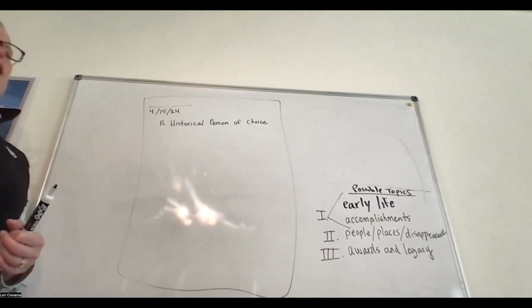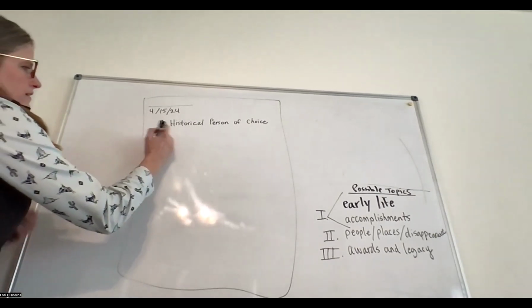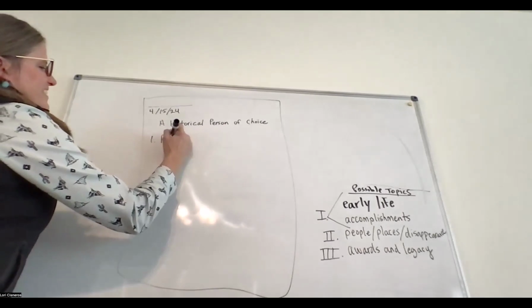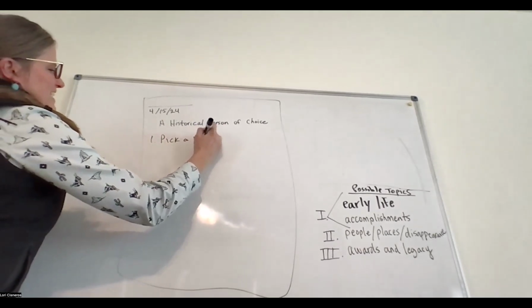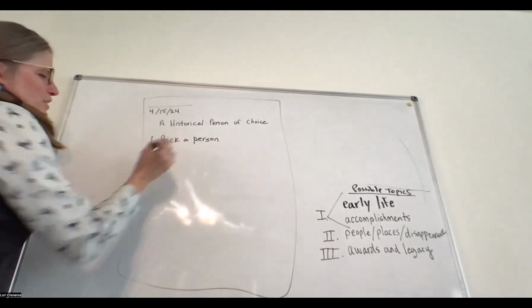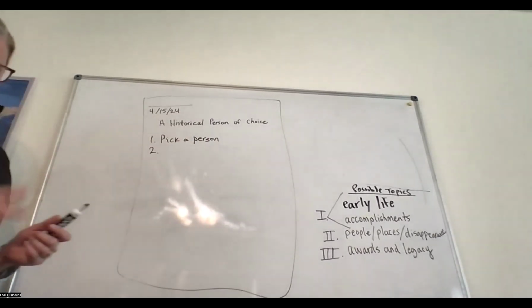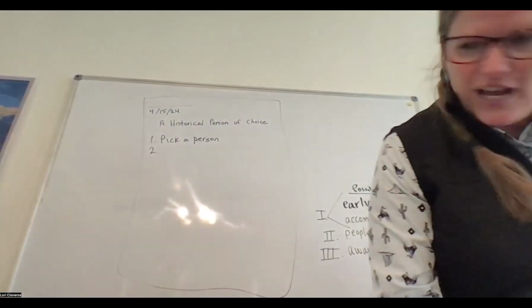You're just gonna actually pick a person. So one, pick a person. That's your choice. Two, you need to have, how many sources? Before I say it, let me double check.